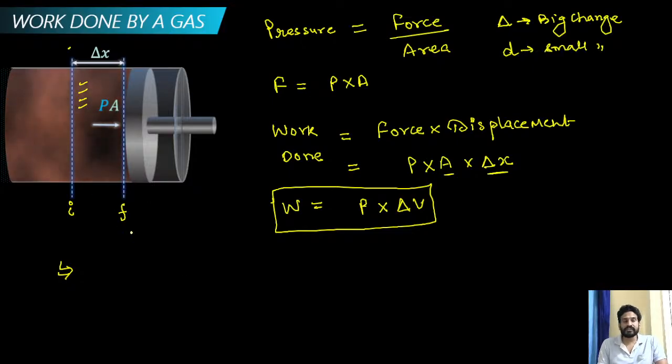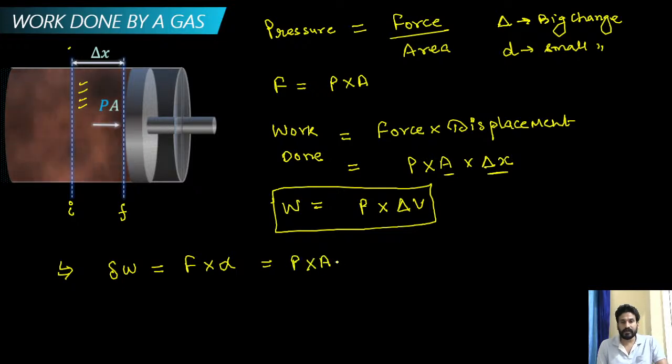Let's suppose that this change is very small. So what is my work done? There will be a very small work done. Yes or no? Is it clear to you? What is the work done? Small work done, del W, is equal to force multiplied by the displacement. What is the force? Force is my pressure into the area. And what is the displacement? Displacement is my dx. Right? So what is del W? Del W is equal to P and A dx, which is my dV.